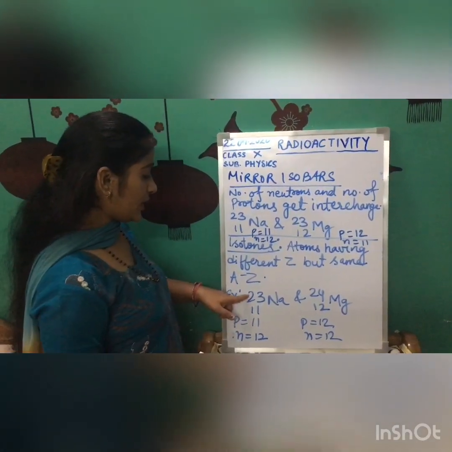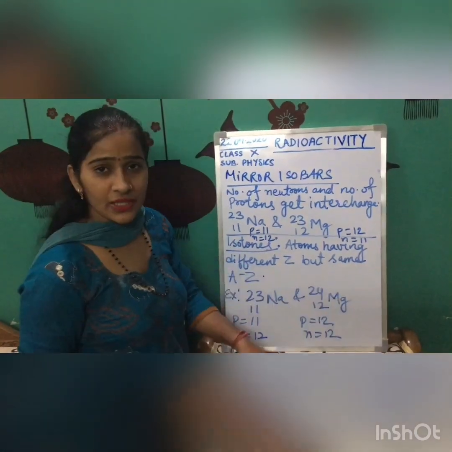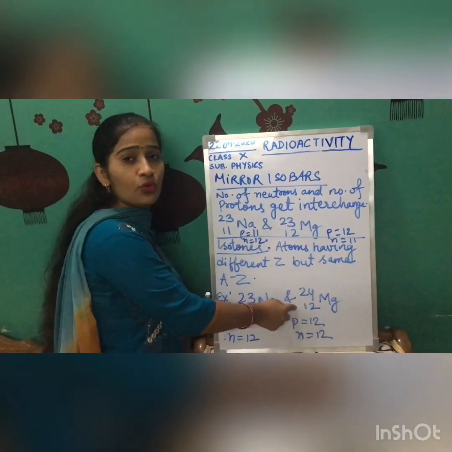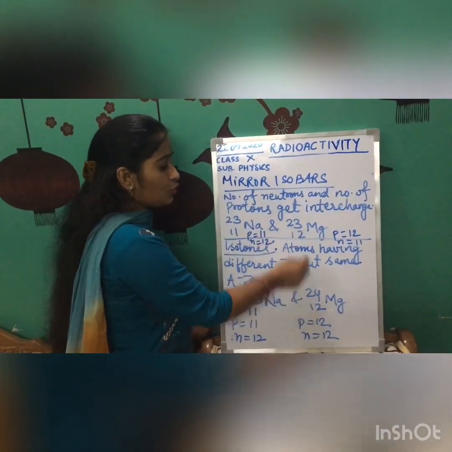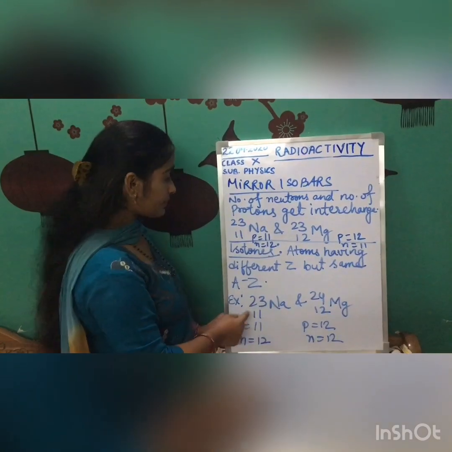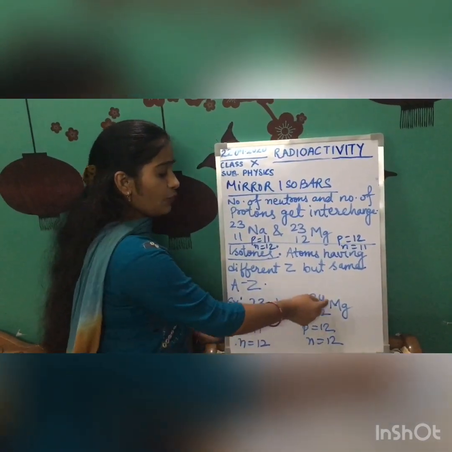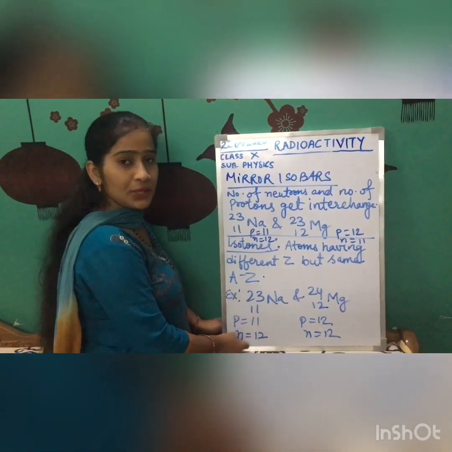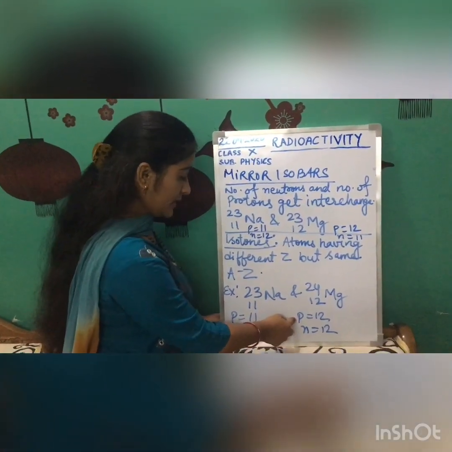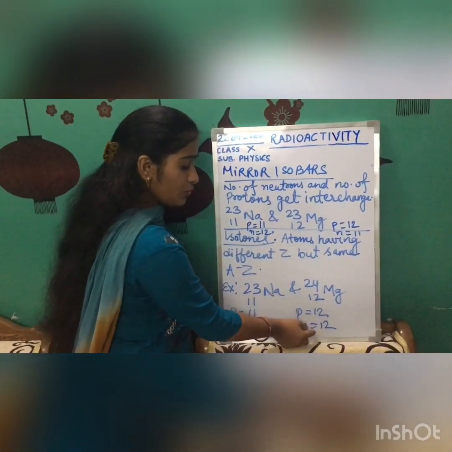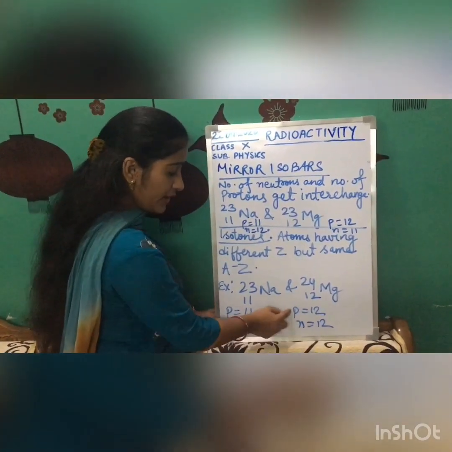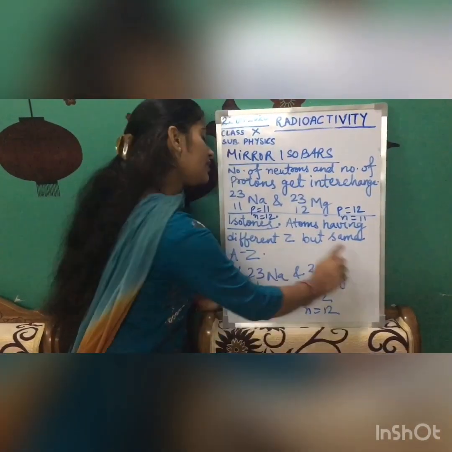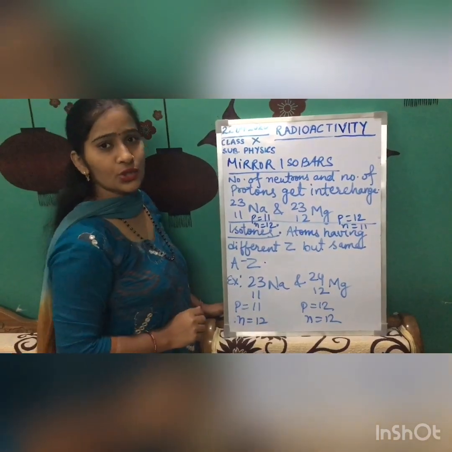For example, see 11Na23 and 12Mg24. Now you may be confused that earlier it was 12Mg23 and here it is 12Mg24. These are both isotopes of magnesium. Here you can see the proton number is 11 and the number of neutrons is 12, whereas here the proton number is 12 and the number of neutrons is 12. See, the numbers of protons are different but the number of neutrons is the same. So this is one example of isotones, students.